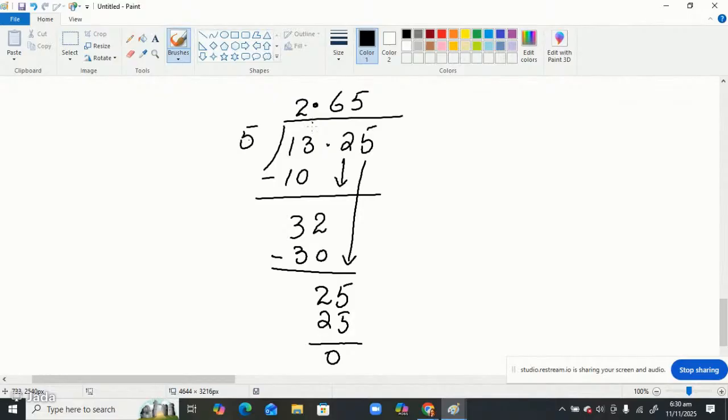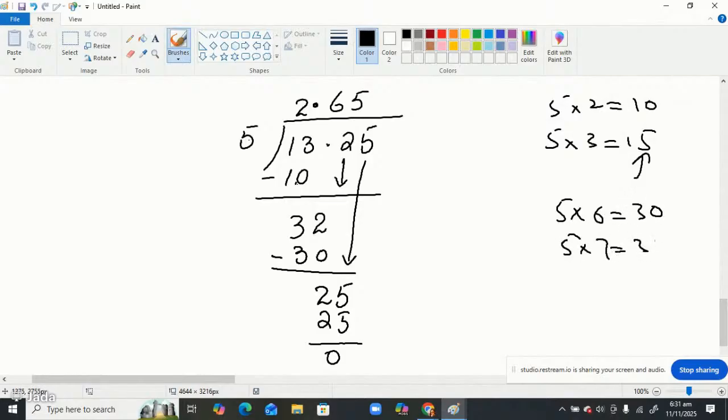Okay. 5 times 2 is 10. Always put the smaller number, because 5 times 3 is 15 and that is bigger. So we go with 5 times 2 is 10. Now 3 is left. Bring down the 2. 5 times 6 is 30 and 5 times 7 is 35, so we go with the smaller, 30. Then bring down the 5 that is left. 5 times 5 is 25. We subtract, that is 0. And this is your answer, 2.65.